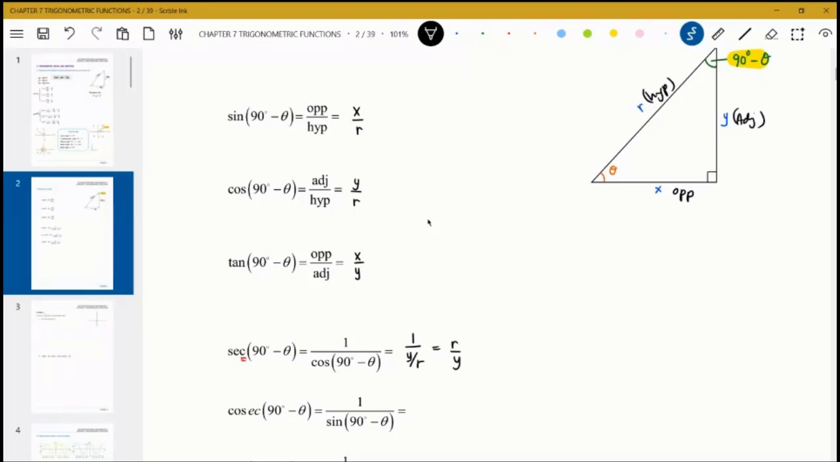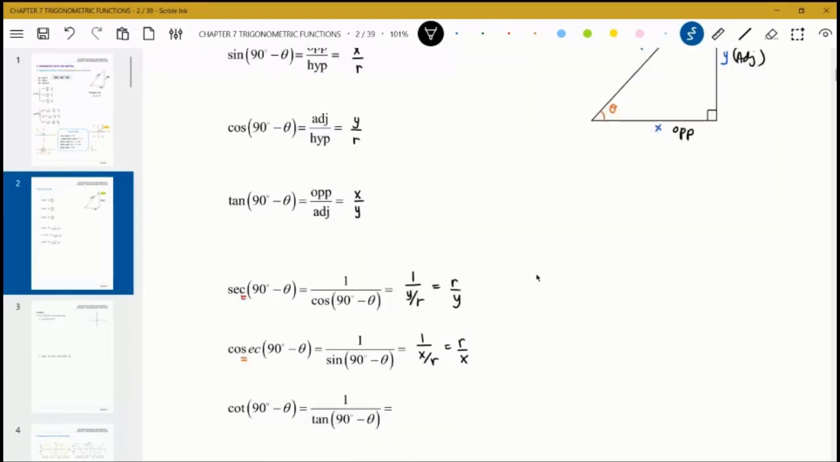For the cosecant, the third letter adalah S, which is 1 over sine. So sine is x over r. So 1 over x over r, so it's going to be r over x. And then the last one is cotangent. Cotangent, the third letter adalah T. So it's going to be 1 over tangent. So tangent kita dah cari tadi, which is x over y. So we bring up the y, so we can have y over x.